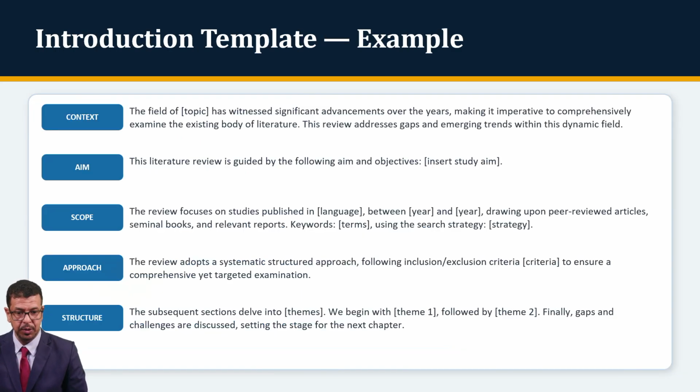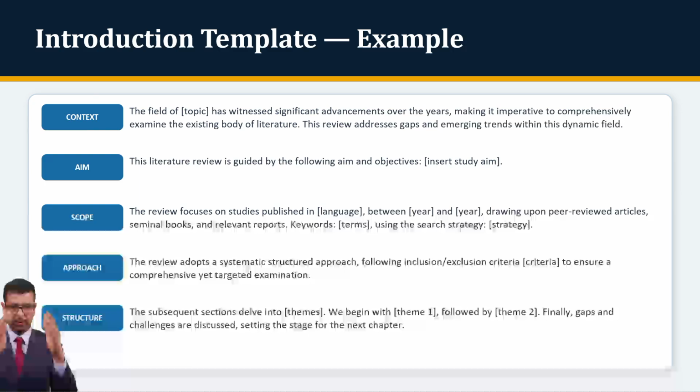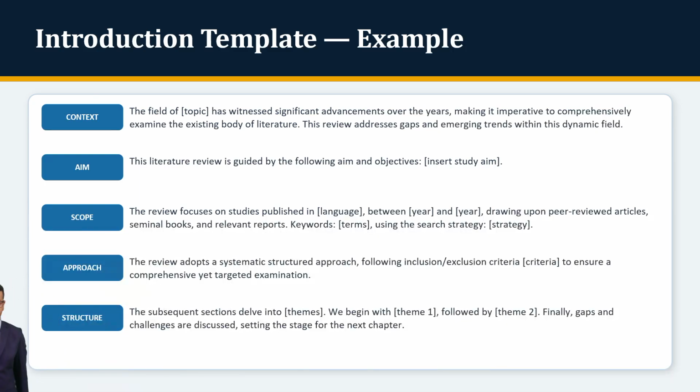And the next slide will show an example for the context, aim, scope, approach, and structure. For the context example, you can start by talking about the field of this topic, maybe engagement or whatever, has witnessed significant advancements over the years, making it imperative to comprehensively examine the body of the literature. The review addresses the gaps and emergent trends within this dynamic field. Then moving to the aim: the literature review is guided by the following objective.